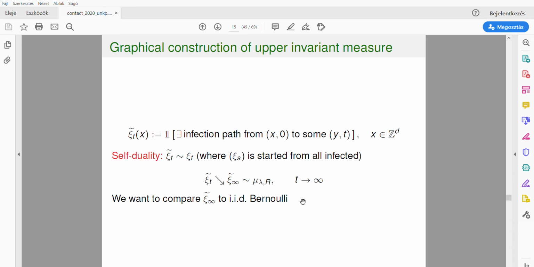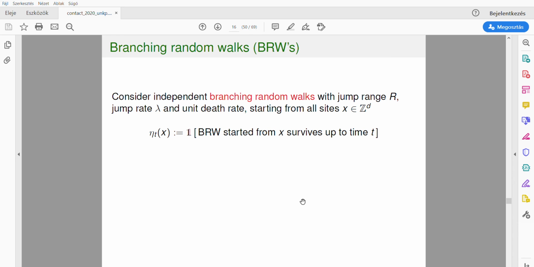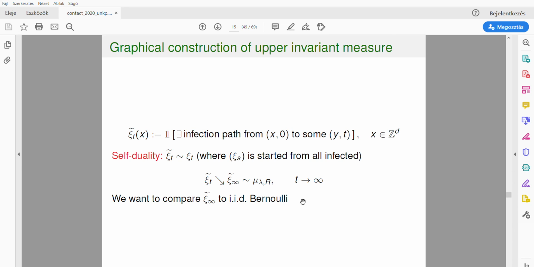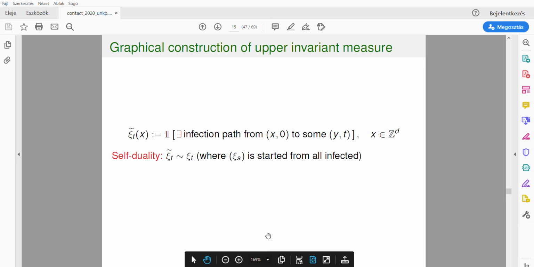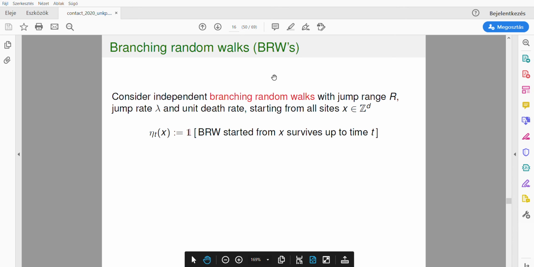And what we want to do is we want to compare this to an IID Bernoulli configuration. Namely, what we want to do is we want to replace these infection paths with branching random walks that are independent. So let's consider independent branching walks with jump range r and jump rate lambda and unit death rate, starting from all sites x in Z^d.